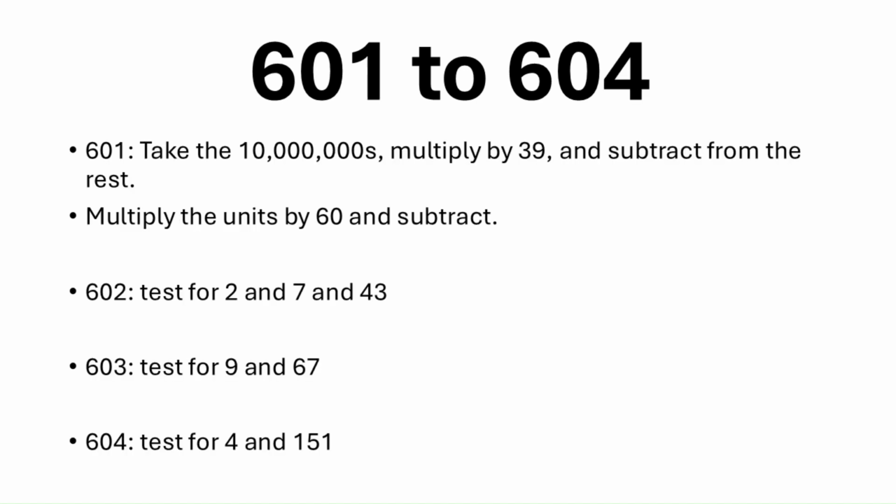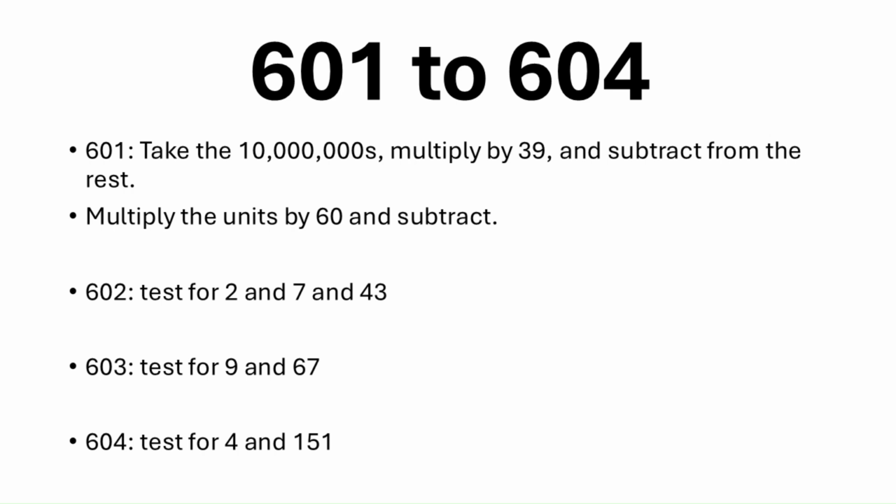601, take the 10 millions, multiply by 39, and subtract from the rest. Multiply the units by 60 and subtract. 602, test for 2 and 7 and 43. 603, test for 9 and 67.